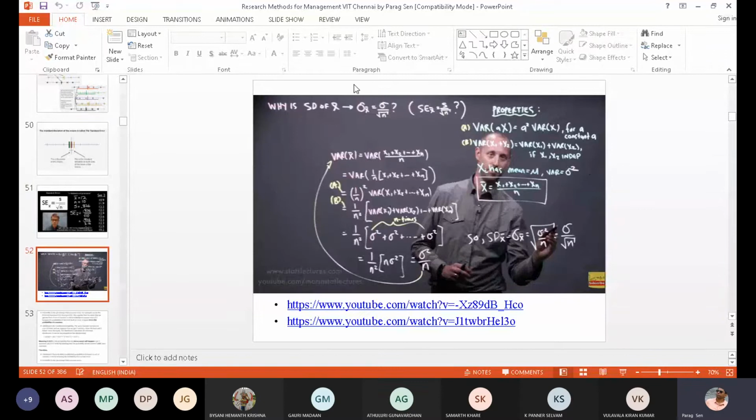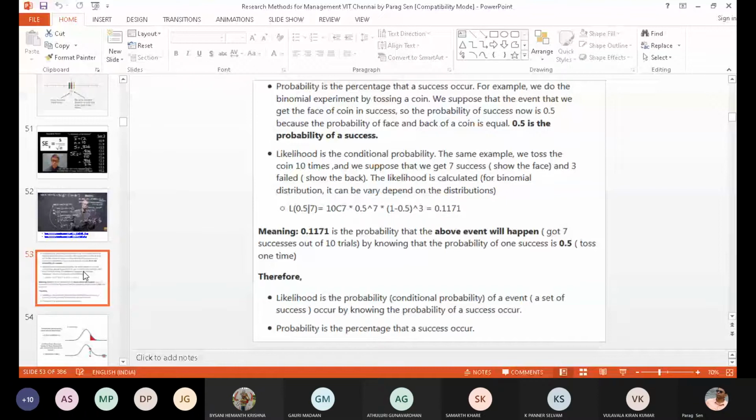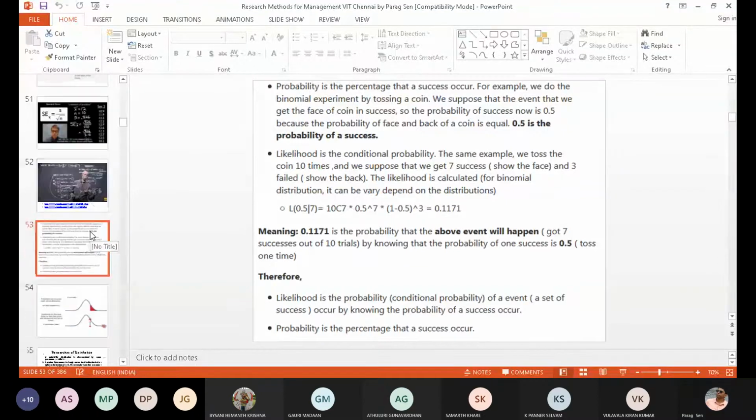And if you want to know why the formula is like that, why this formula is given, here you can check out these two links of YouTube videos where it is provided how we can determine this formula. The difference between the probability and the likelihood, this I have already discussed. So you can check this out once again.